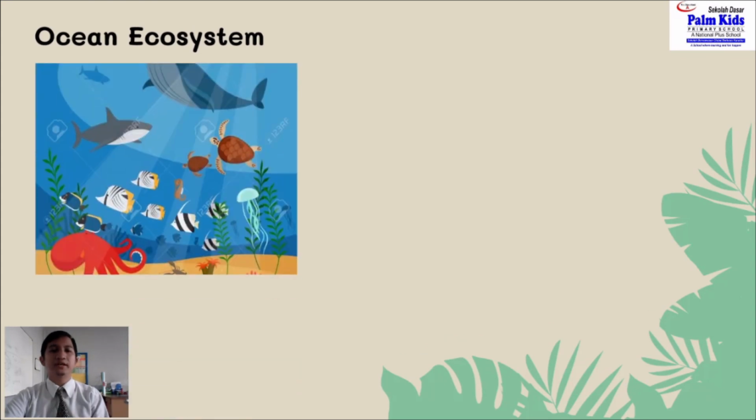Hey class, let's continue the lesson. Now we're going to go to the ocean ecosystem. In the ocean ecosystem, we can see lots of animals because the ocean is very rich and it is 85% of the whole earth.